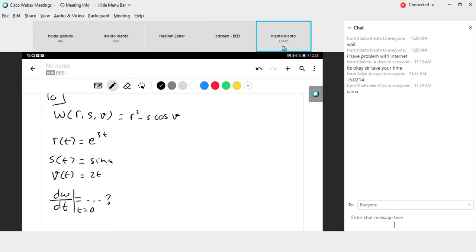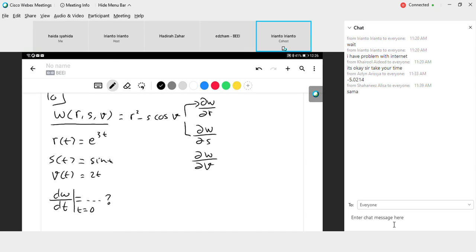Is it okay if I continue? Okay, the question is asking us to find the first derivative of W with respect to T. But in the question, W does not have any T. What we can do from W is find three first derivatives: the partial derivative of W with respect to R, the partial derivative of W with respect to S, and the partial derivative of W with respect to V. But I cannot find dW/dT directly, so this is where we use the chain rule later.